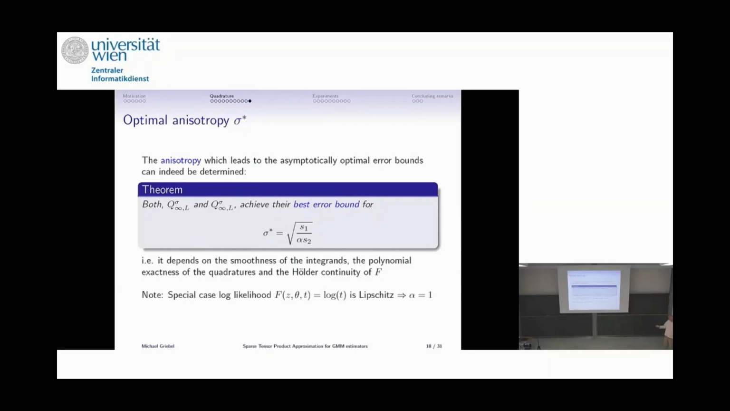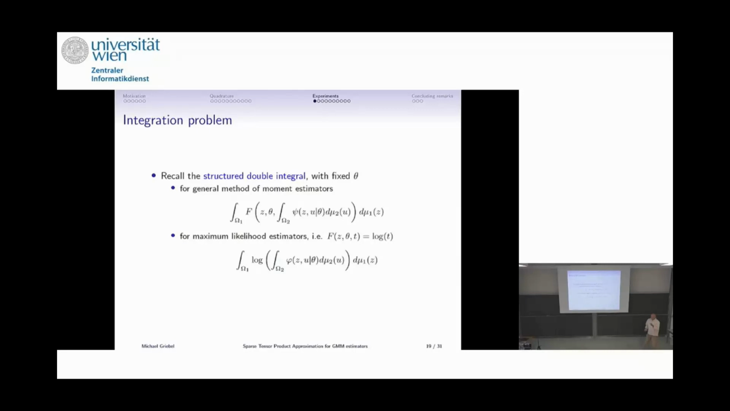And note again, the special case, likelihood, log likelihood, this is the logarithm. Therefore, it's Lipschitz, and the alpha is 1. And this works nice. Likelihood, log likelihood estimation is a very simple and special case. So this nonlinearity and the structure between the two integrals is not so bad and can be controlled if it's Hölder. And if it's Lipschitz, then there is nothing happening, at least not in the rates, only in the constants, of course.